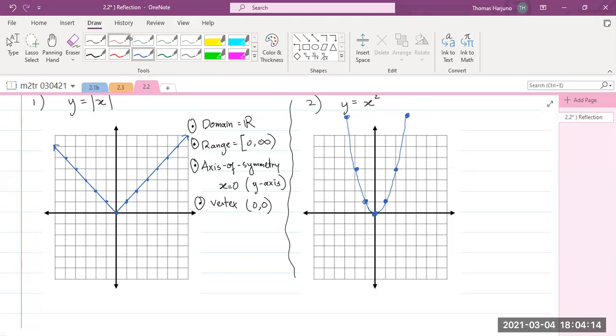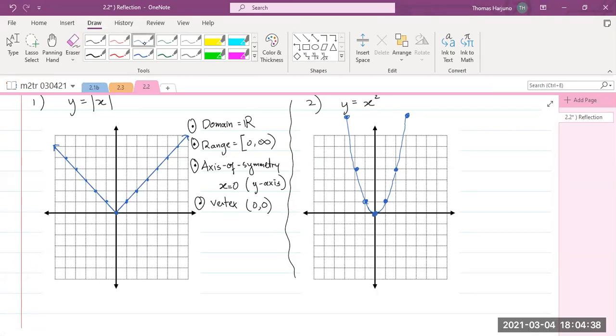Okay, I usually say it this way. 1 unit to the left, right, go up 1. 2 units to the left, right, go up 4. 3 units to the left, right, go up 9. That's the basic graph.